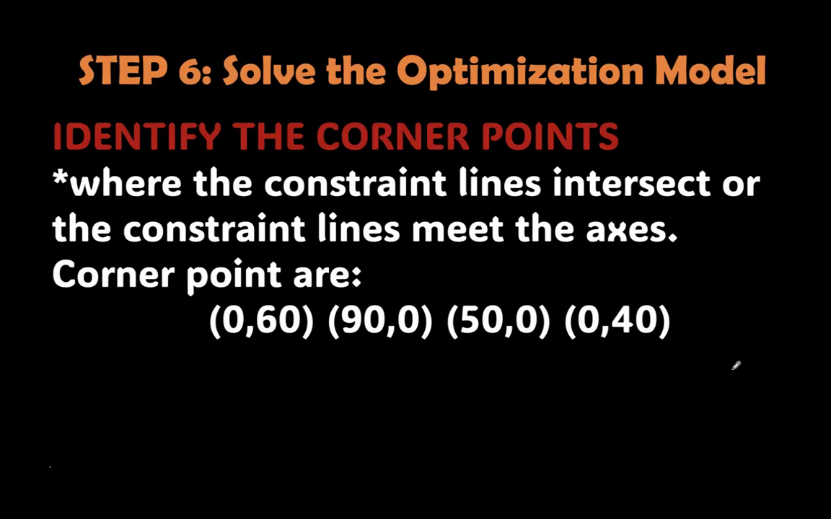Afterwards, you have to identify the corner points. By identifying the corner points, you just have to enumerate all of the corner points, which are the x and y intercepts that we were able to get earlier, when x sub 1 equals 0 and when x sub 2 equals 0. Let me show it to you. There will be 0, 60, then 90, 0, 50, 0, and 0, 40. That will be our basis right here now.